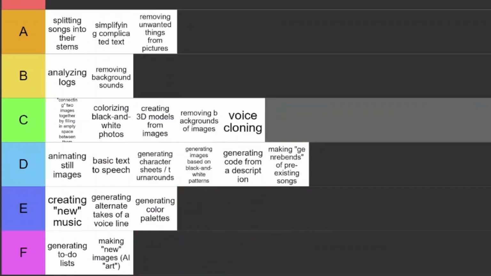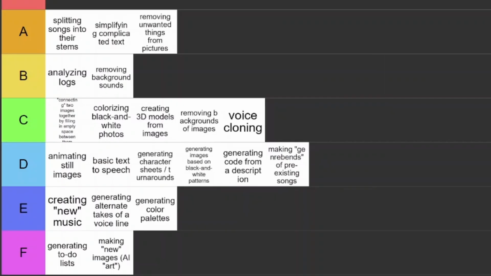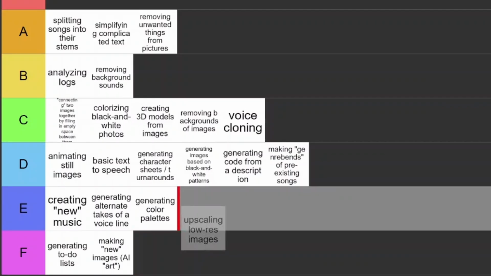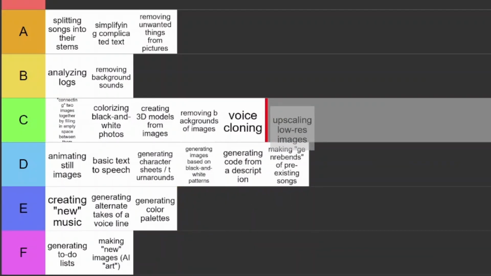Voice cloning, I'm gonna say C tier. It is decent at it. It's basically an impressionist type thing, so whatever. Upscaling low res images, I'm gonna say C or D. I'll say C. It's not the best at this, but it could definitely get better in the future.